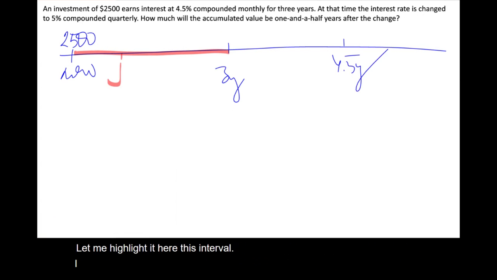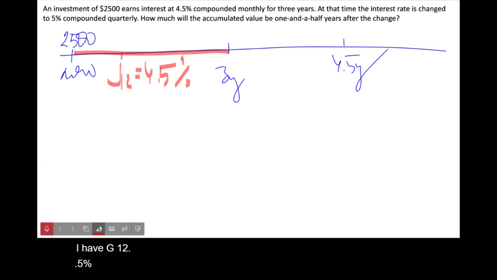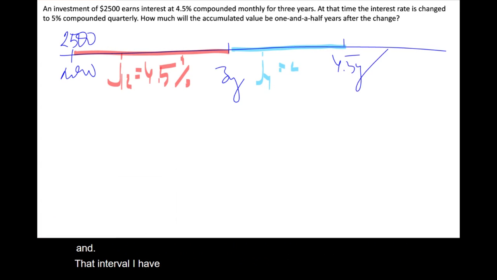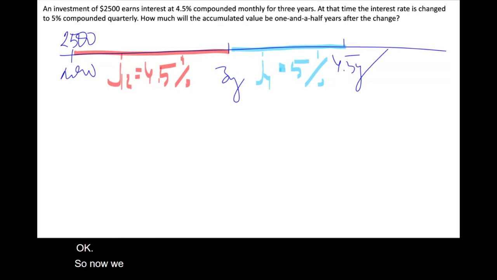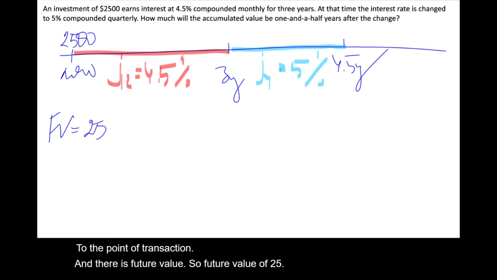In this interval I have j12 at 4.5%, and in that interval I have j4 at 5%. Okay, so now we can calculate whatever we can up to the point of transaction, and it is a future value. So the future value of 2,500.